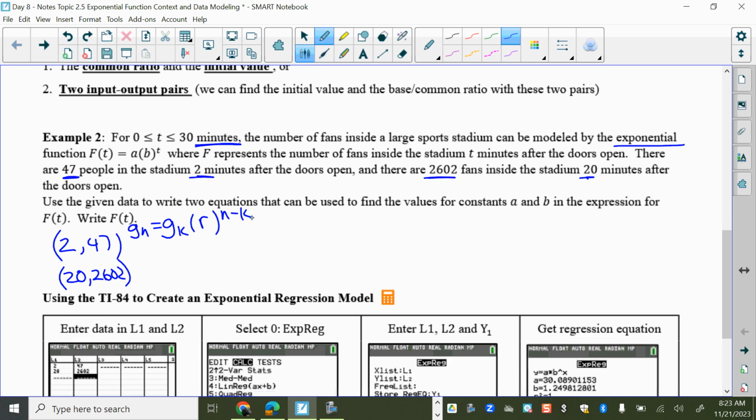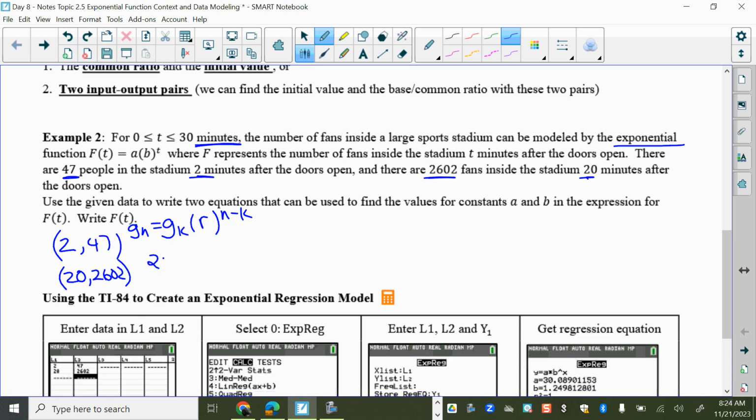Okay, so what's my later term? My later term is 2602, and what am I going to put for GK? I'm going to put 47. So if I have these 2 answers, I can put them here, and then what could I put in N minus K? 20 minus 2. This is just like you did with sequences. The second term is 47, the 20th term is 2602. Find the R value, all right?